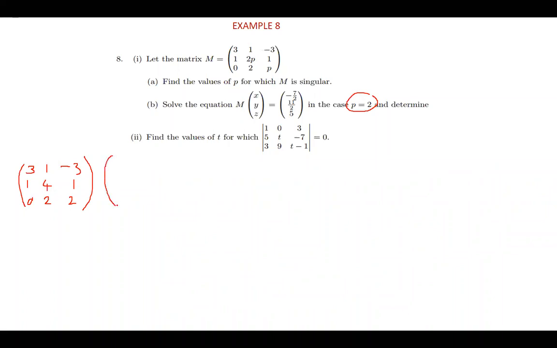Okay. So we're going to have our x, y, and then z there. Then we're going to also have negative 7 over 2. You have 11 over 2. And then you have your 5 here.